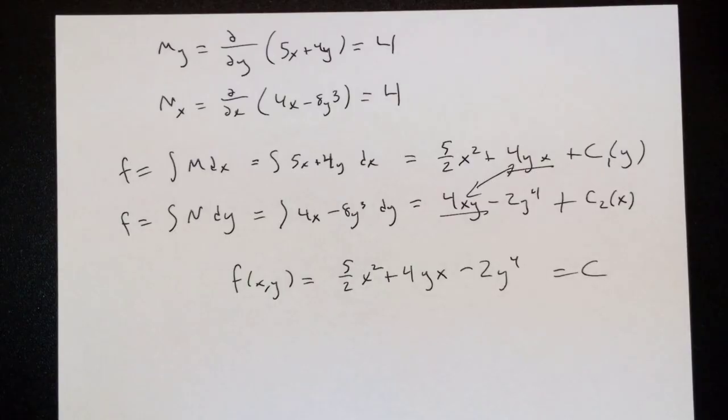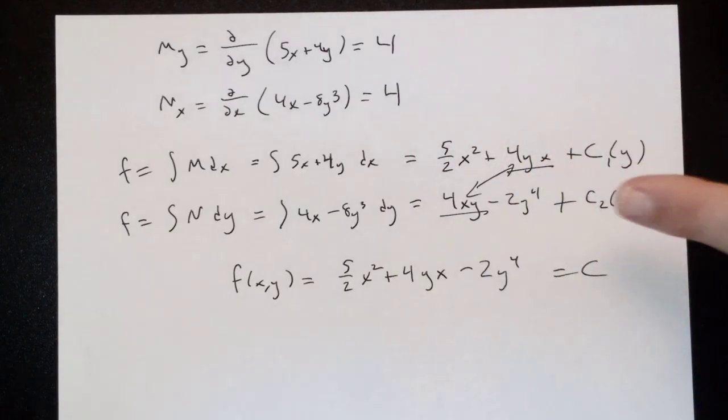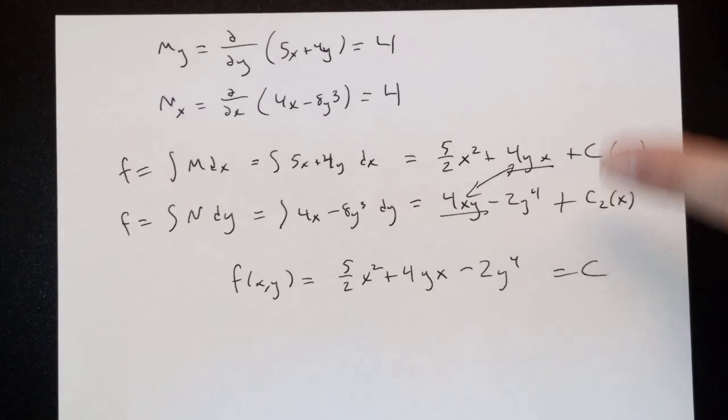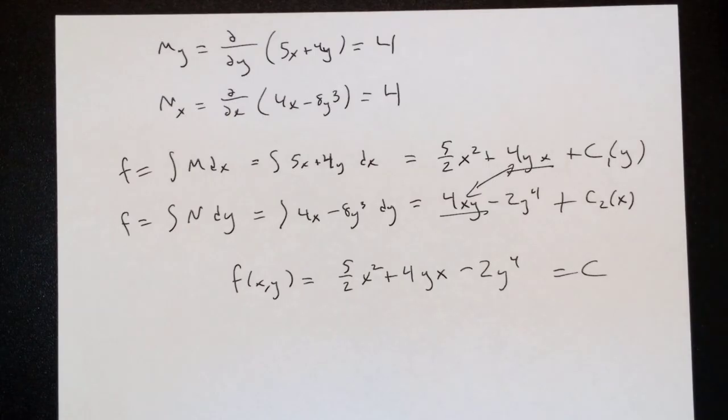If the 4xy and 4yx were different, then I'd have a problem. And if I can't reconcile it, it means I did something wrong up here. If this works, this has to work. So if I make a mistake up here when I do my partial derivatives, then doing my integrals is going to mess things up all the time. So it should always be the same. The pieces that are mixed should always be the same.